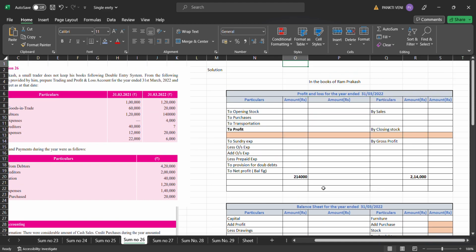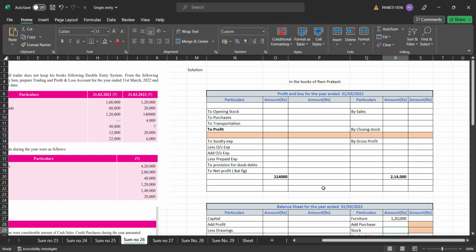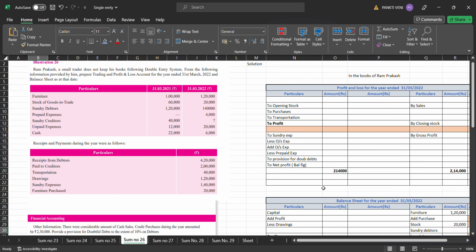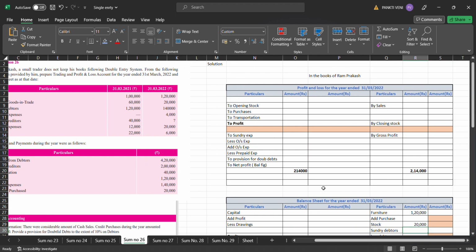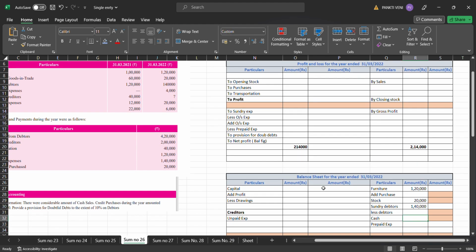Then I'll go for my closing balance directly in the balance sheet. Furniture value 1,20,000. Furniture value done. Then I have stock in goods. Closing stock amount is 20,000. Next one is sundry debtors, which is 1,40,000. Then I have prepaid expenses, that is 4,000.